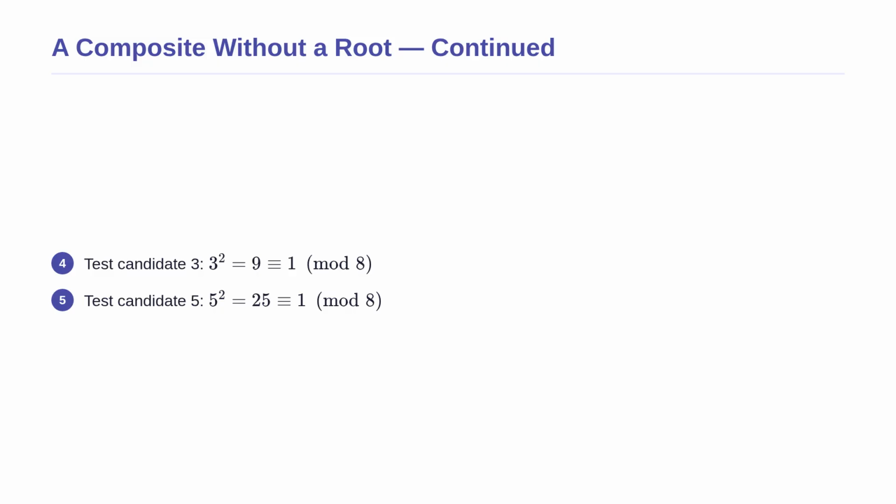For a primitive root to exist, we need to find a number among these that takes exactly 4 steps to reach 1. Let us test them. We start with 3. 3 squared is 9, which wraps around a clock of size 8 to leave a remainder of 1. It reached 1 in only 2 steps, not 4. Next, we test 5. 5 squared is 25. Dividing by 8 leaves a remainder of 1. Just like the previous test, 5 reaches 1 in only 2 steps.